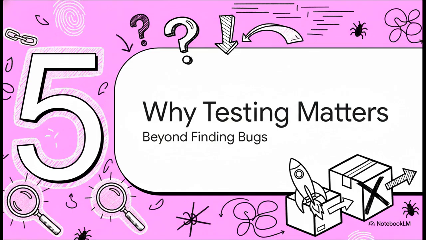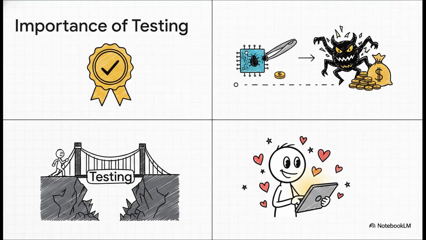So after all this detective work, you might be wondering, why does it matter so much? Why can't developers just ship the code and hope for the best? Well, it all comes down to building trust. First off, it's about quality assurance. It's what ensures the product you're using is reliable and actually works. It's also about cost efficiency. Trust me, finding a bug early in the process is way, way cheaper than fixing it after it's already out in the wild.